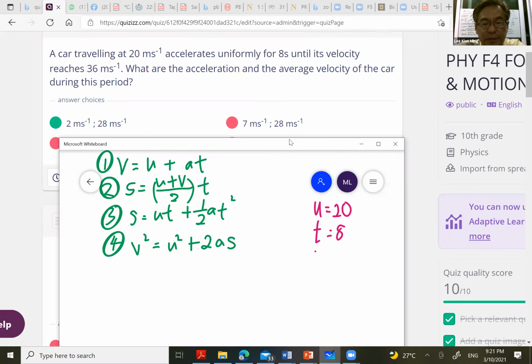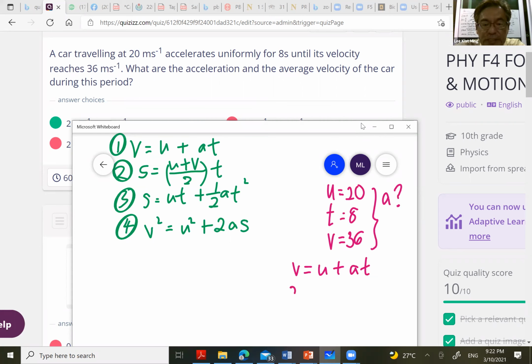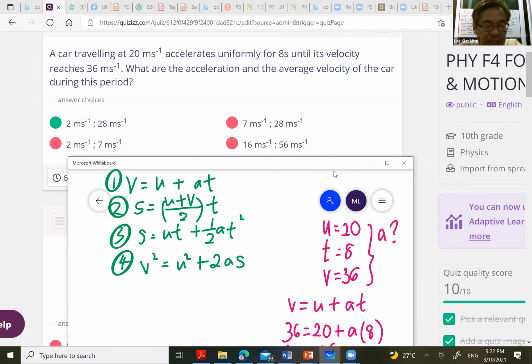It's easy as that. If you are well aware of this, then it's easy for you to do. So it's going to be V equals U plus AT. We substitute the value 36 there, and U is 20, and A is what we are looking for, with the 8 here. You're going to get 8A equivalent to 16, because it's 36 minus 20, and your A will be 2. So you have a choice of 2 there, but you have 2 answers, either the first or the second one below. Therefore we need to look at the next question.